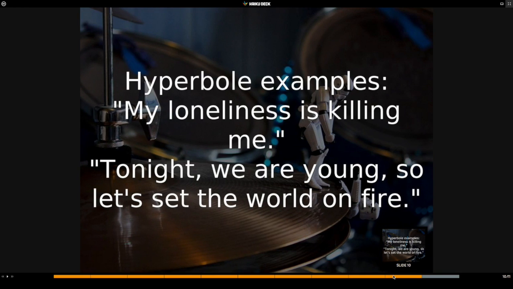Last one. This is by Britney Spears. My Loneliness is Killing Me. Hit Me Baby One More Time is the name of that track. And then finally, that would be Fun's song about setting the world on fire.